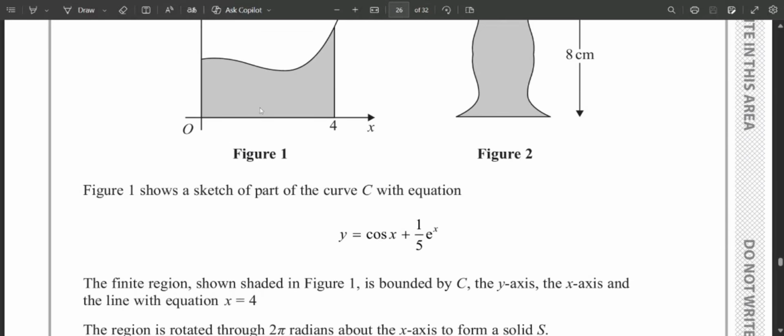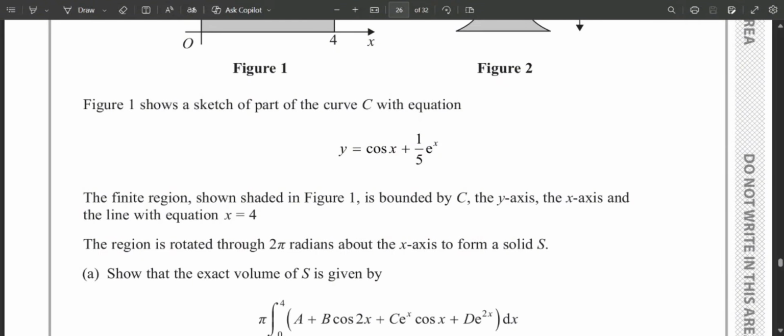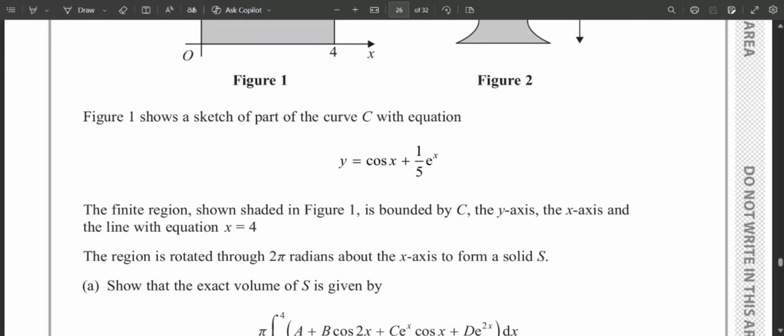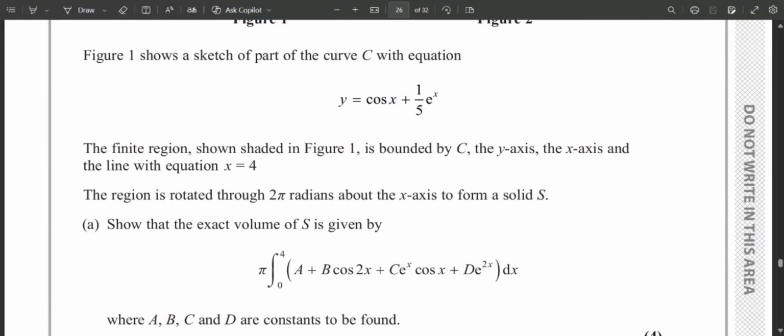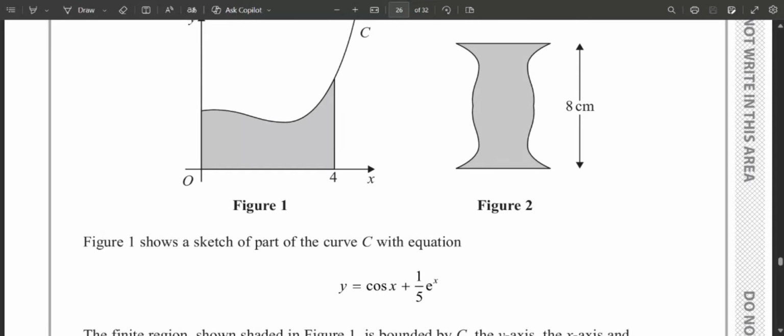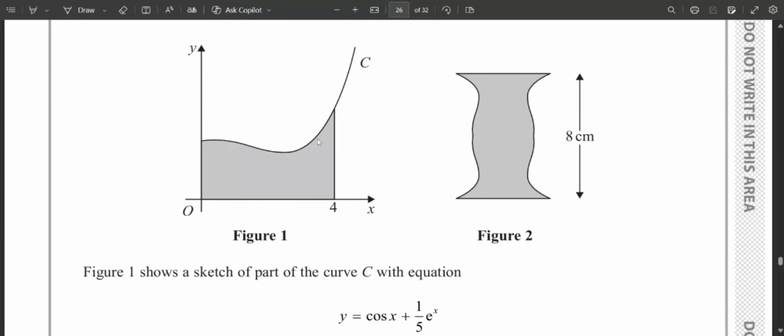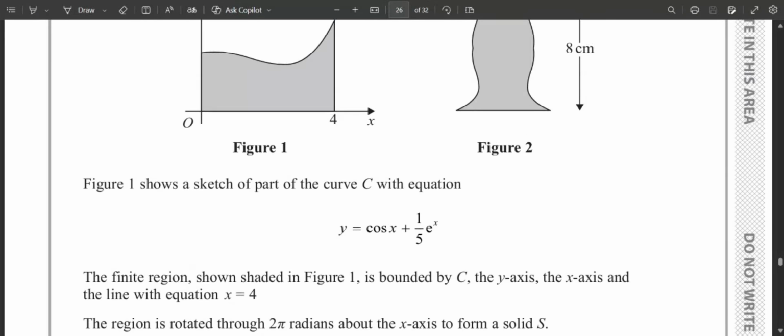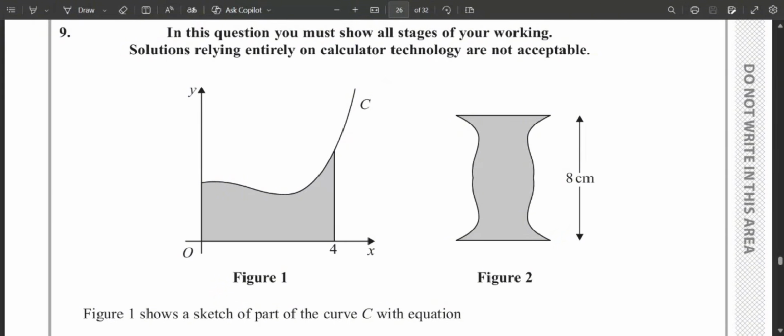Now, this region is rotated through 2 pi radians about the x-axis to form a solid S. Now we have to show that the exact volume of S is given by this expression. So from the question we can understand that this shaded area has been rotated about the x-axis, and a 3D solid has been formed around the x-axis, and we now have to find the volume of that solid S using integration.